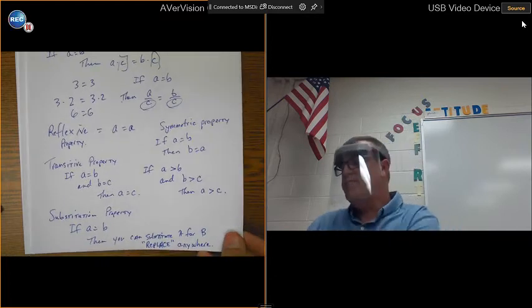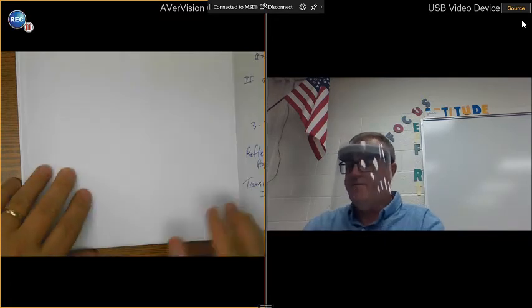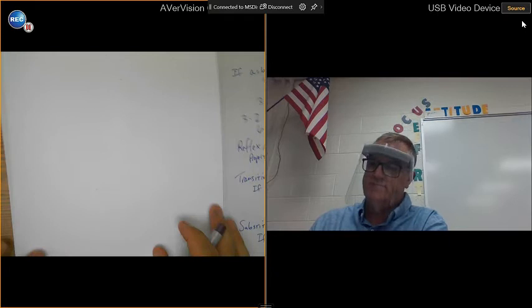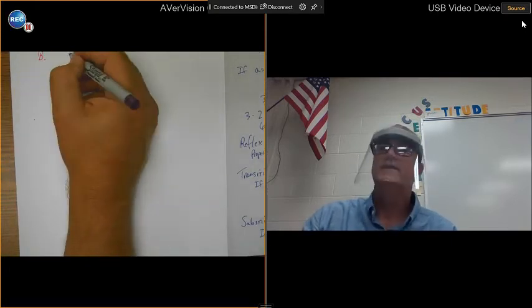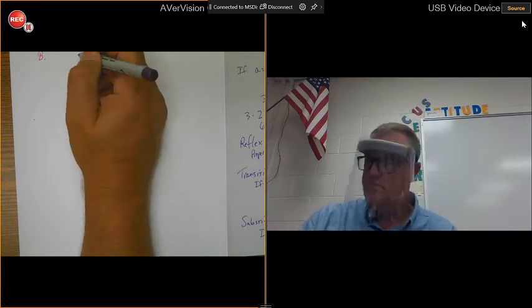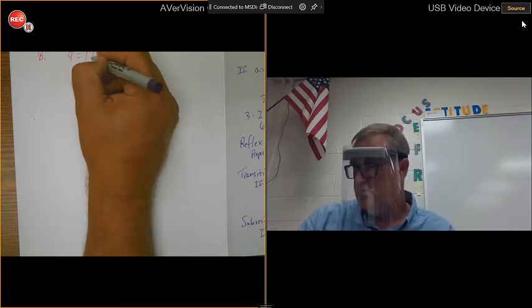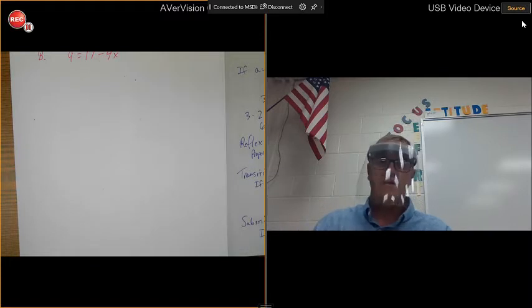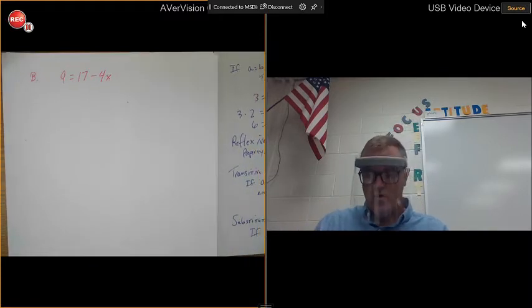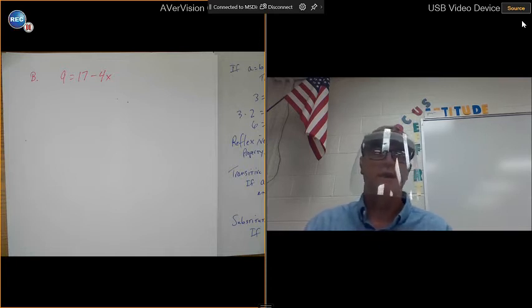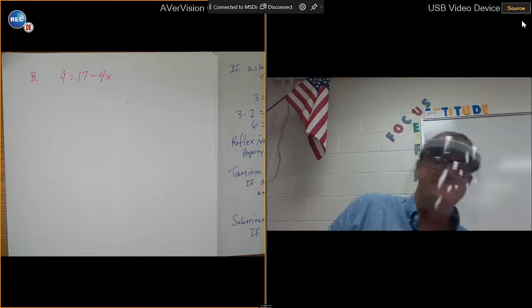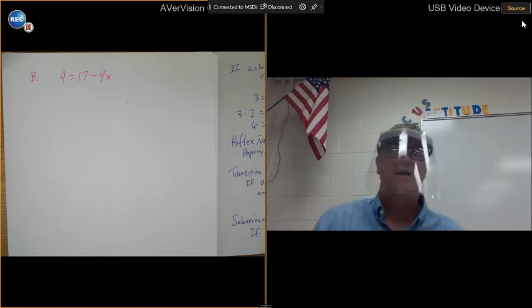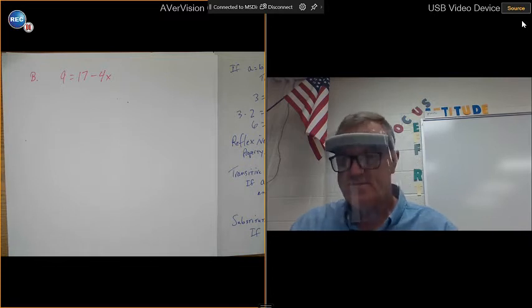Look at example B. Can you read off example B for me at the top of the next page? 9 equals 17 minus 4x. Say it again. 9 equals 17 minus 4x. Okay, so this is basically just an algebra 1 problem. Let's walk through it slowly. Maddie, good morning, by the way. How do I solve this? What would you do first?